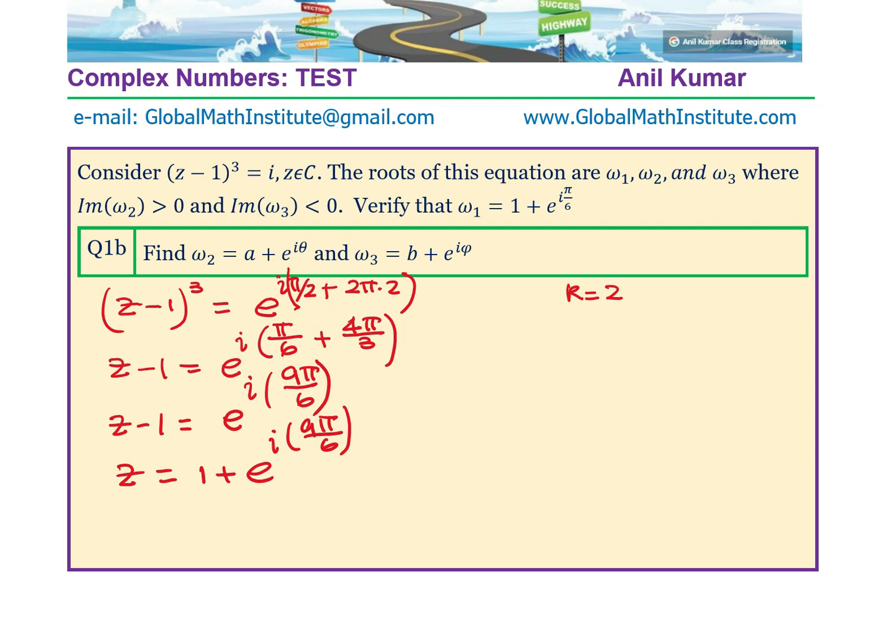You could simplify this also and write this as 3 over 2. So now comparing with the form we need, in this particular case, writing it in the form of omega 3 equals 1 plus e to the power of i 9 pi by 6, we can say that a equals 1 and theta equals 9 pi by 6. Is that clear to you? So that is how we are going to solve this particular question up to this stage.